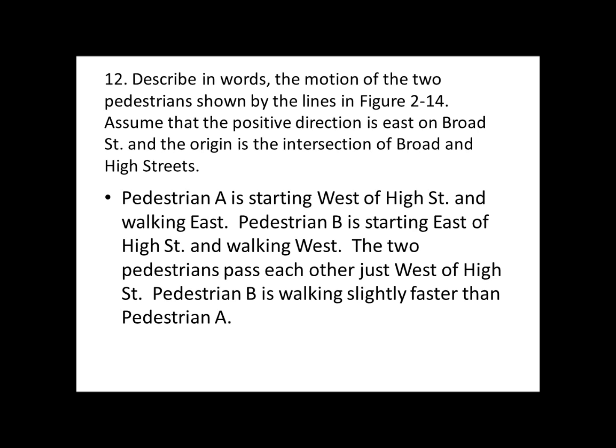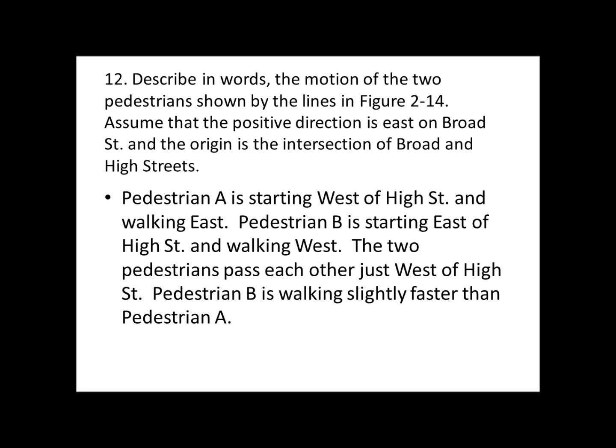Pedestrian A is starting west of High Street. Again, I'm looking at time 0 to answer that, and walking east. Pedestrian B is starting east of High Street and walking west. Now that's some pretty good information, but I can add to this if I just look across my graph and try to notice more features.